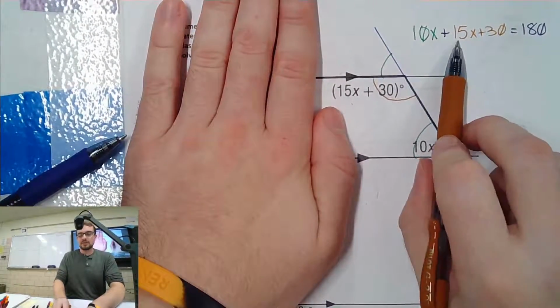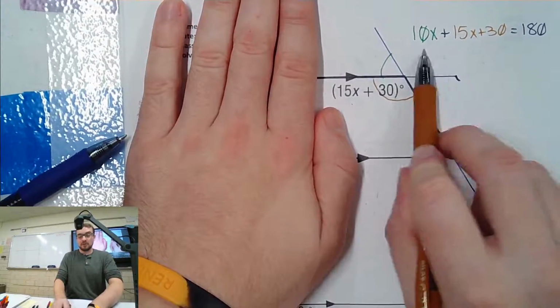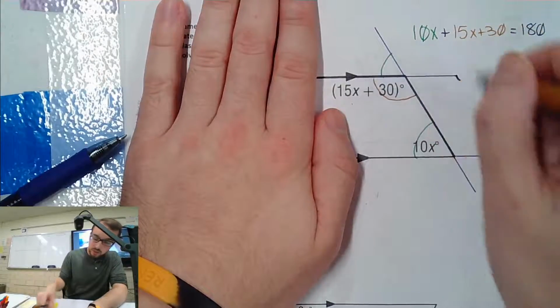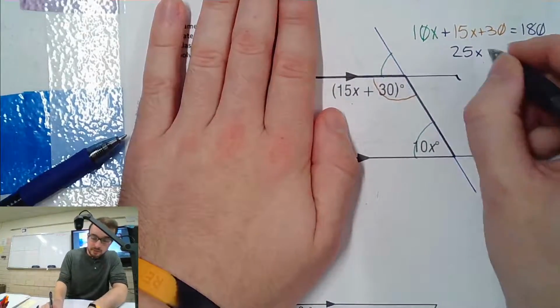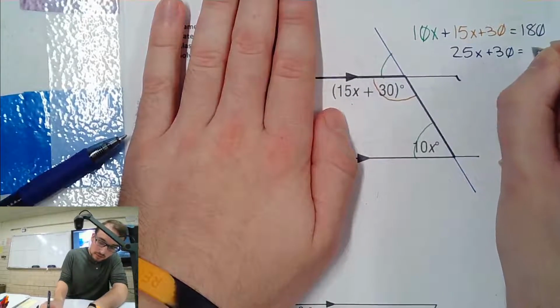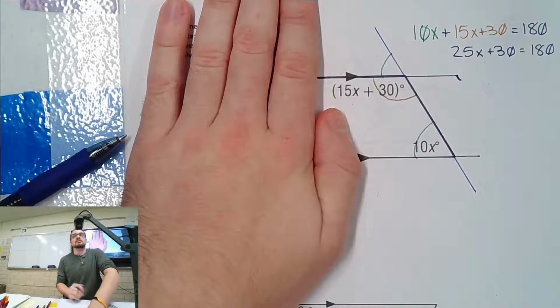Do I subtract the 15x? No, they're already together on the same side. You just do math, right? 10 and 15, that's 25. So we have 25 x's. Again, don't lose your x's. That's what you do. Who amongst us has not?